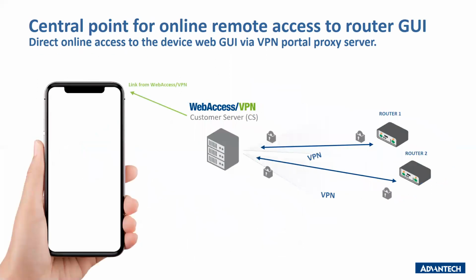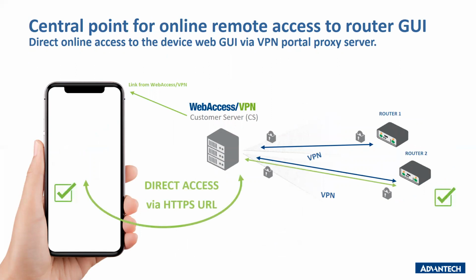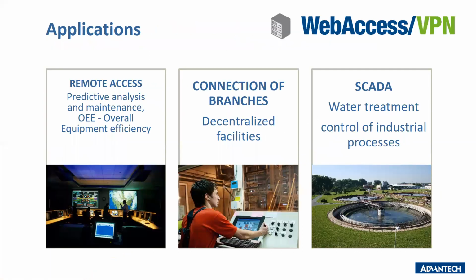So again, the point here for Web Access VPN is central. It's a central point for online remote access directly to the router GUI and to connected devices. To be able to do this is really powerful: the idea of being in one part of the world and connecting remotely via a static IP address to that remote router. And that's what we offer.